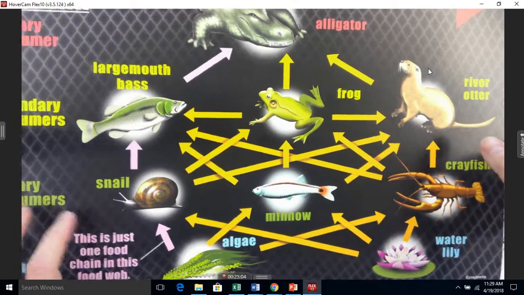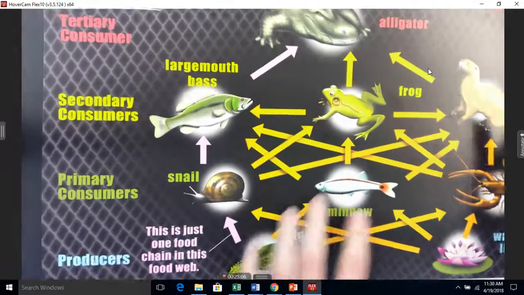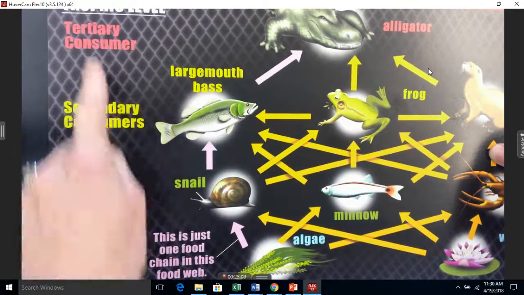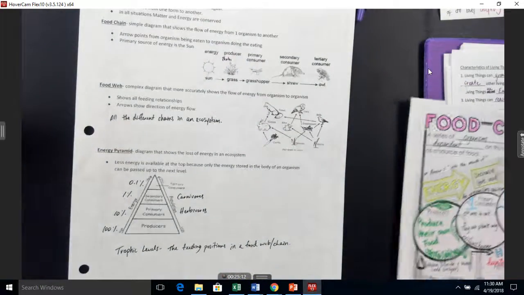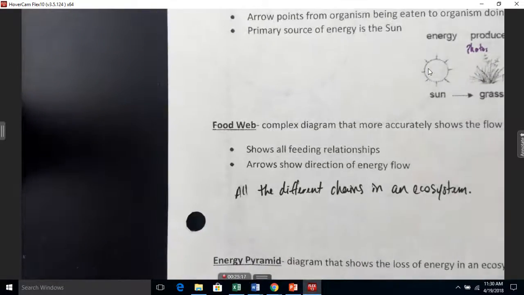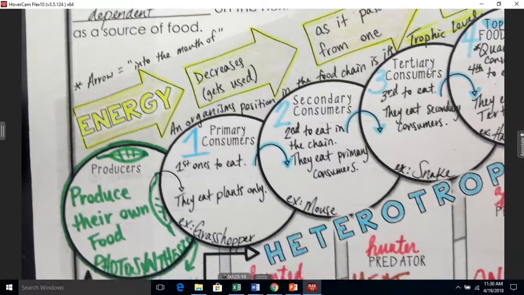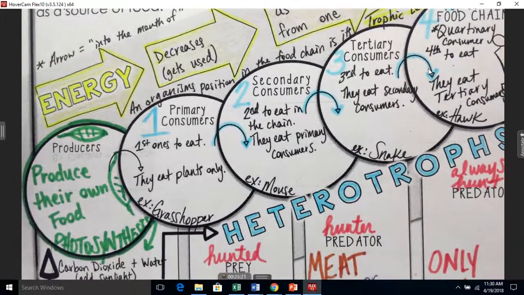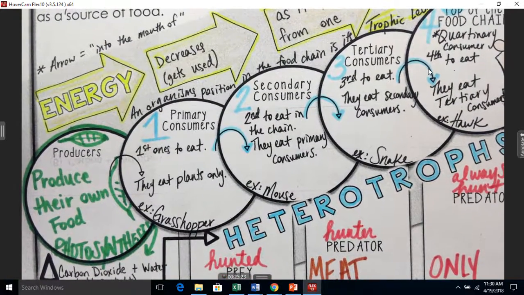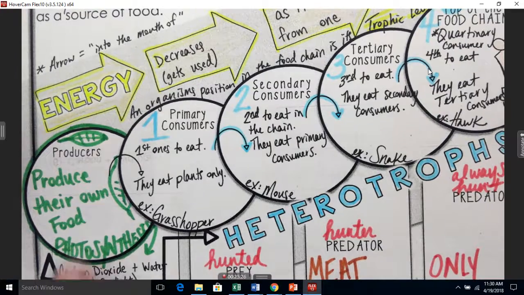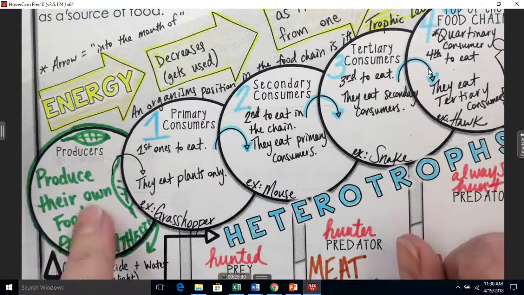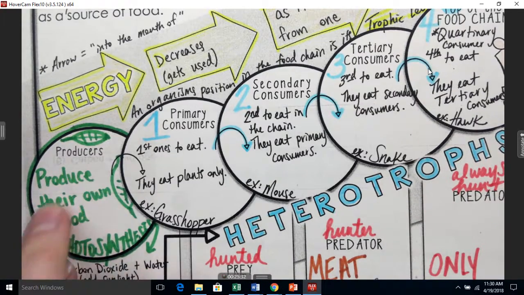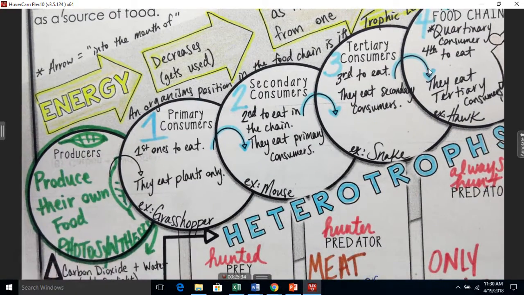Awesome. Okay. Now, you see all these words on the side right here? Tertiary, secondary. That's the part you don't know. So you're going to take your note page and flip it over. You're not writing all this stuff, this is mine finished. We're only using the circles in the middle, because this is the part you don't know. Producers produce their own food, photosynthesis.